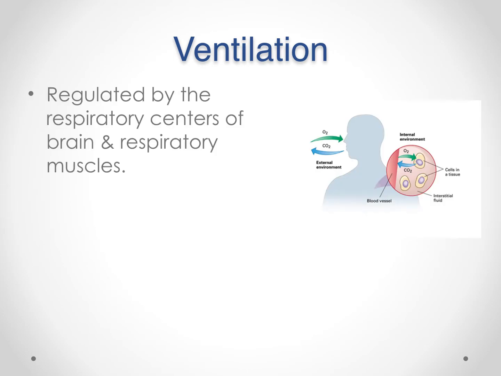Ventilation is regulated by our respiratory centers in the brain, as well as your respiratory muscles. So, a throwback to chapter 12, our brain respiratory centers are the medulla and pons. These are going to make sure that we adjust breathing rate accordingly to whatever activity we are engaged in.